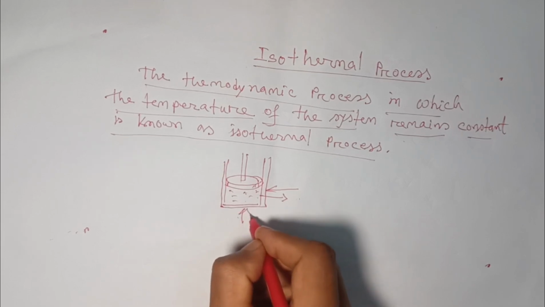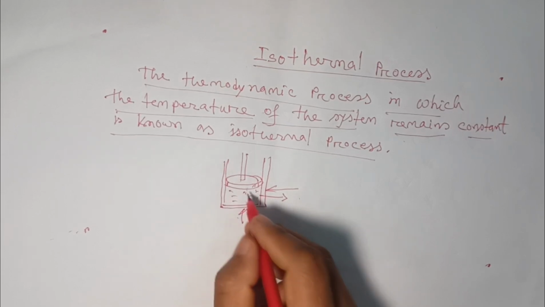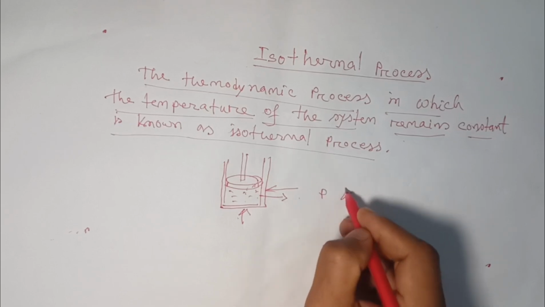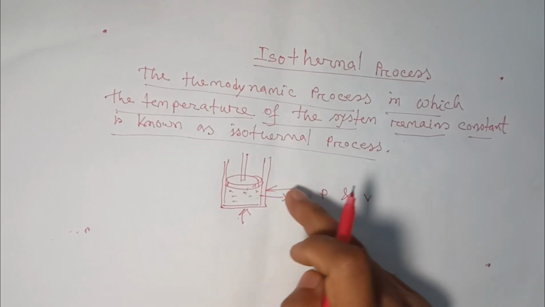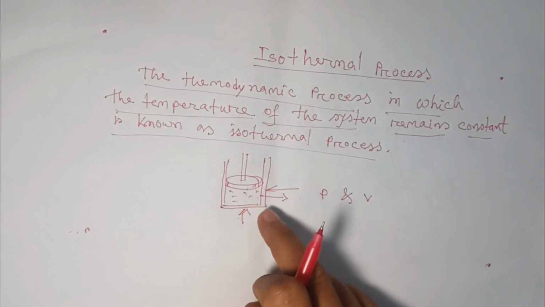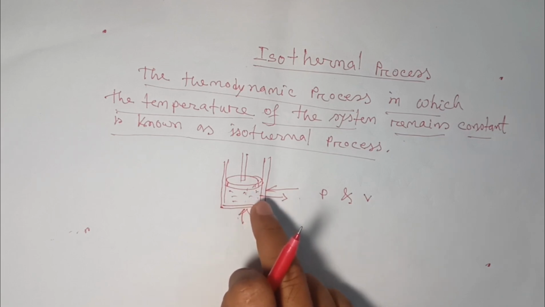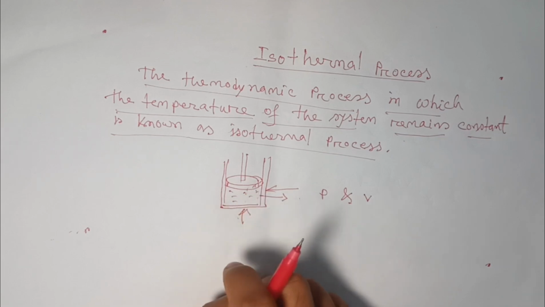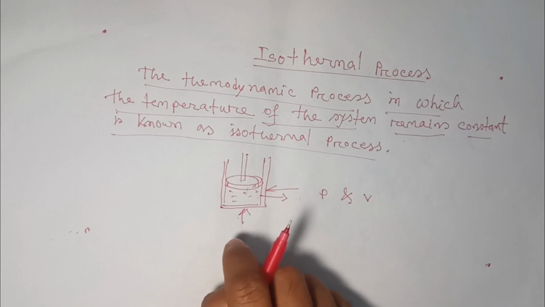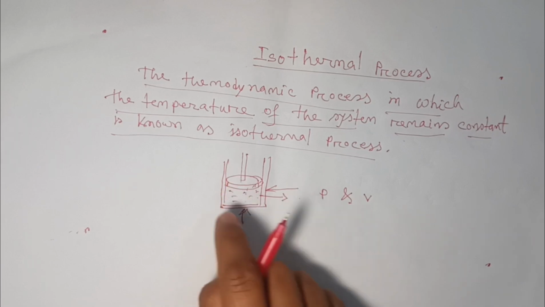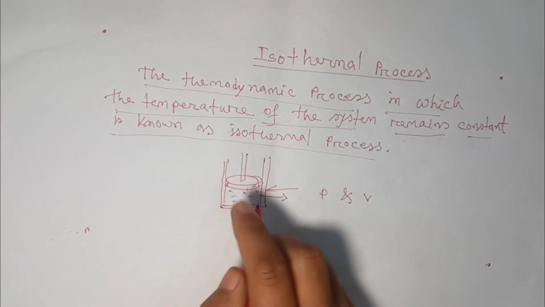If energy is supplied to the system very slowly, then the pressure and volume of the gases will change, but its temperature will remain unchanged. Such change is known as an isothermal change. The expansion of the gases due to this change is known as the isothermal expansion.